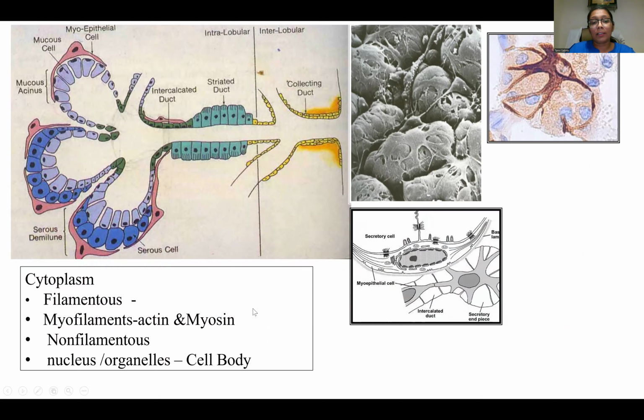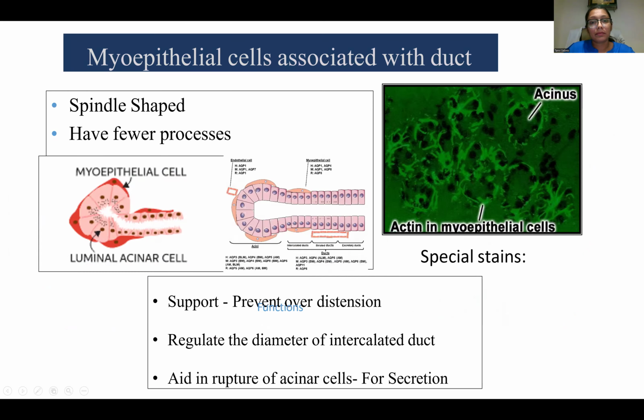So it has actin and myosin filaments, and the nucleus and organelles are present in the cell body. This myoepithelial cell may be associated with a duct. Most commonly, it is associated with an intercalated duct and a striated duct. These myoepithelial cells are spindle-shaped or star-shaped and have few processes. They support and prevent over-distension, regulate the diameter of the intercalated duct, and aid in rupture of the acinar cells for secretion.